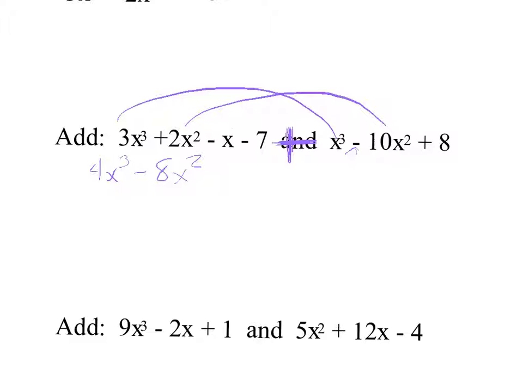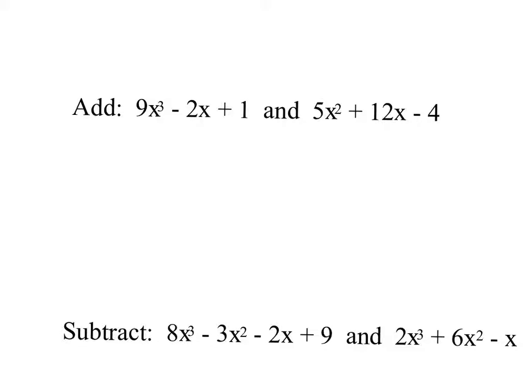Negative x, there is no x over here, so it's just going to be minus x still. And then negative 7 plus 8 would be plus 1. This really should be pretty simple, pretty straightforward. Hopefully you won't have any difficulties with this.